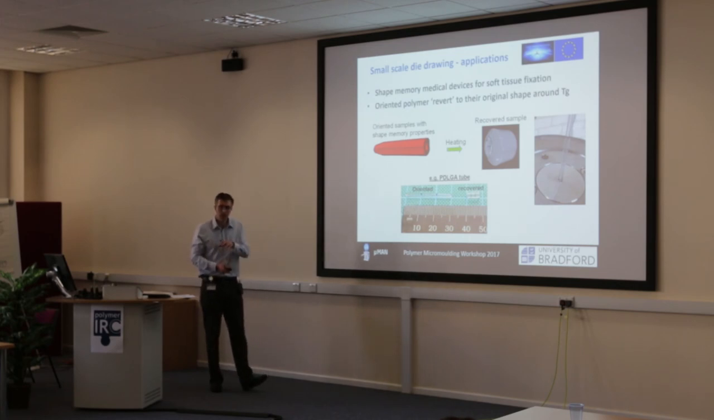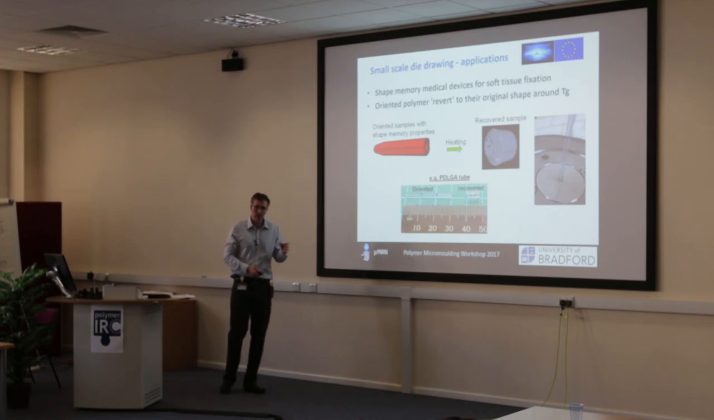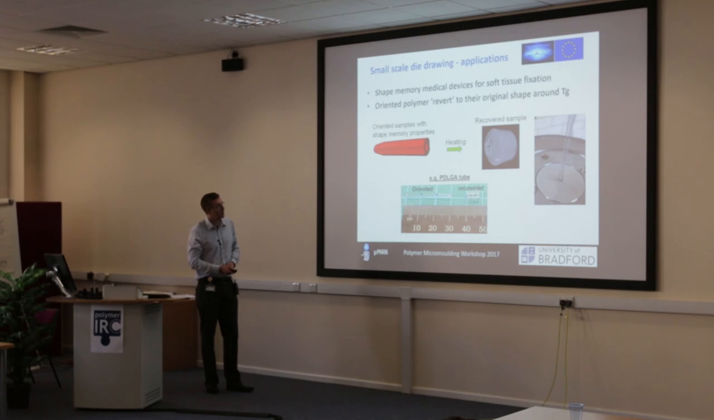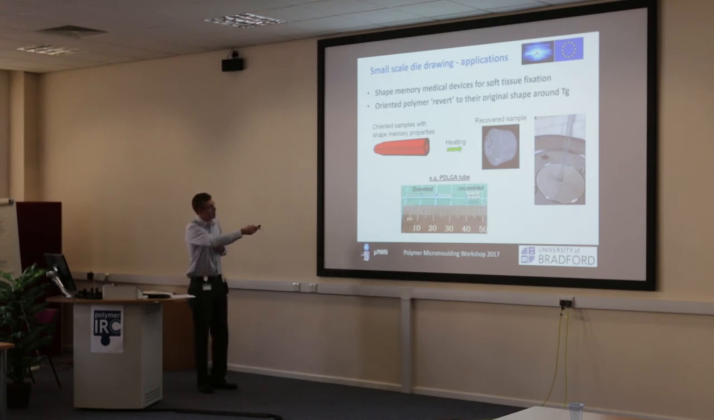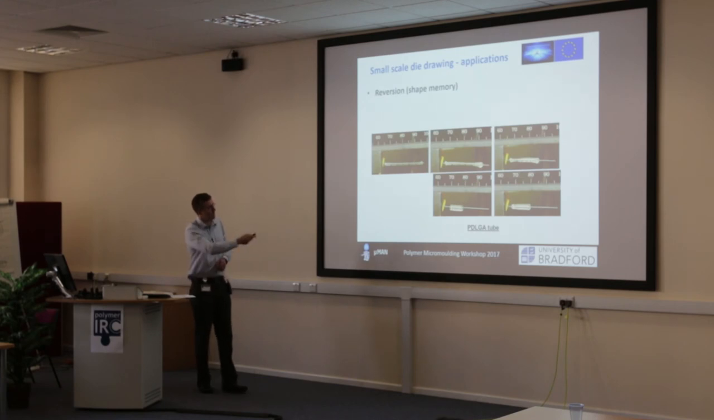So there's a lot of research going on at Bradford with colleagues working on several projects related to shape memory and medical devices. So this is one example of the type of sample we might want to do, and this is to hold a suture in place. So these grooves there are for the suture to fit in, and after heating, it reverts back to a completely different shape. So this is the oriented and recovered material, and we've got an image there showing several steps during the reversion, at temperature around Tg, reverting back to its original shape before it was drawn.